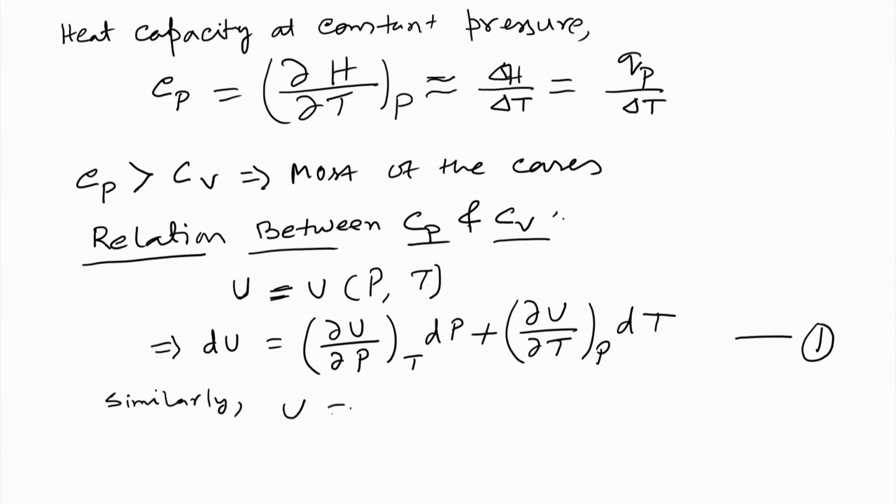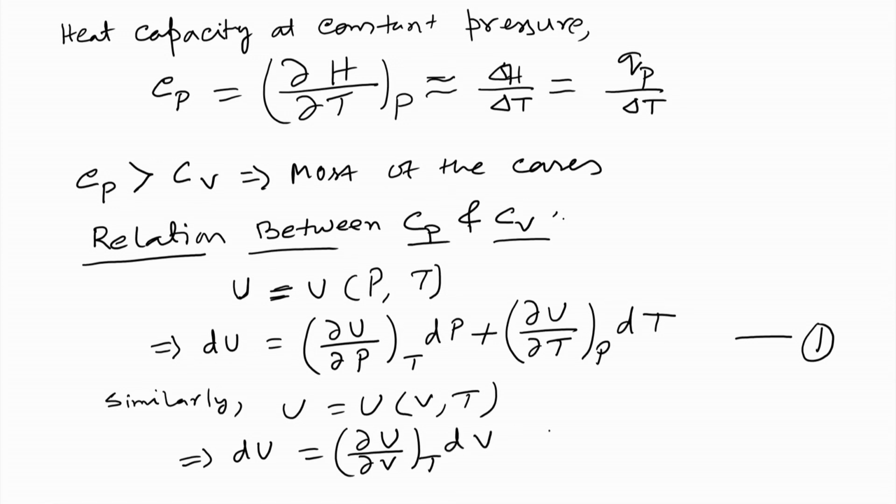Similarly, internal energy U is also a function of V and T. So we can write dU in similar fashion. We can write dU is del U by del V at constant temperature times dV plus del U by del T at constant volume dT. And we denote this equation as equation number 2.